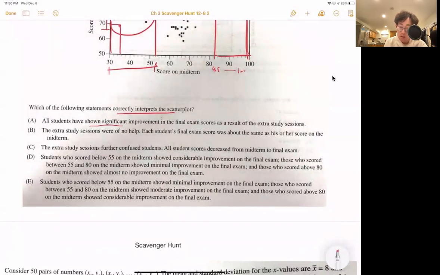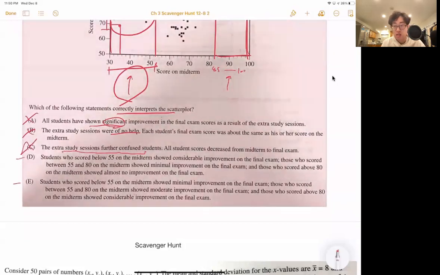All students have shown a significant improvement. That is not true, because just like I told you, the higher end caliber kids did not show any significant improvement. The extra study sessions were of no help. That is not true, because it definitely helped this group of kids. The extra study sessions, no, they actually helped some students, like I said.